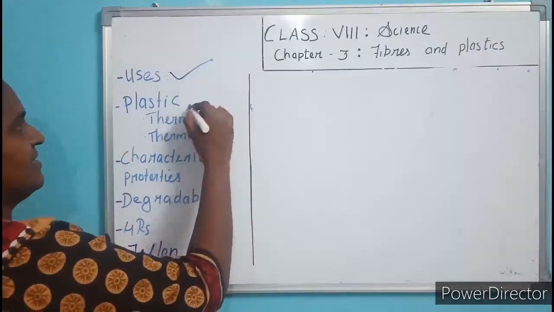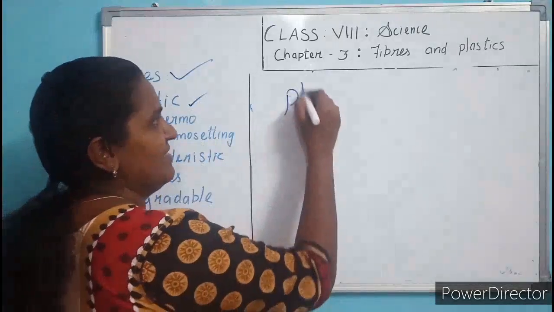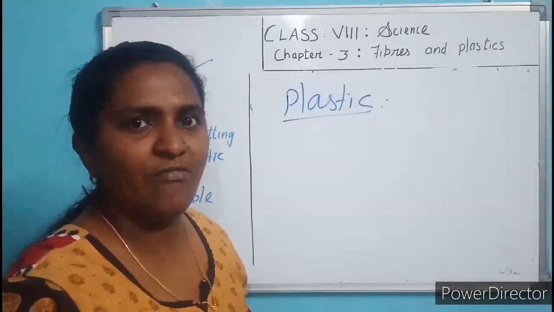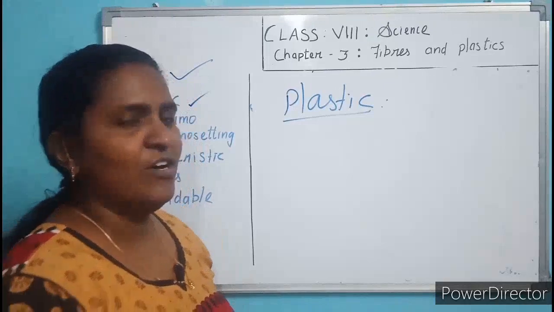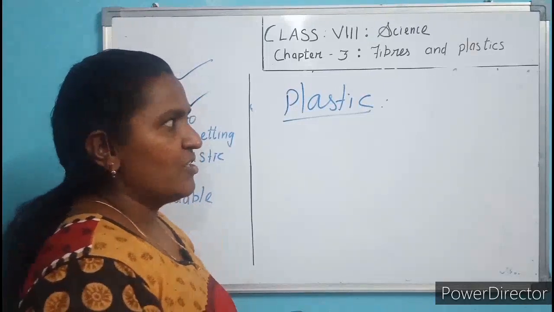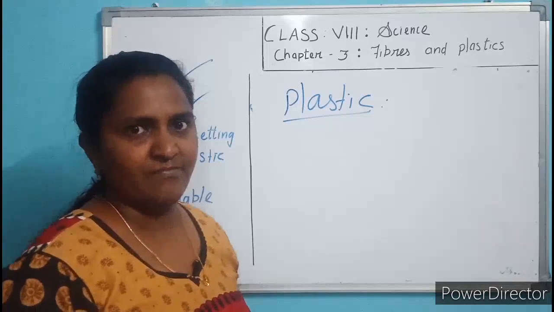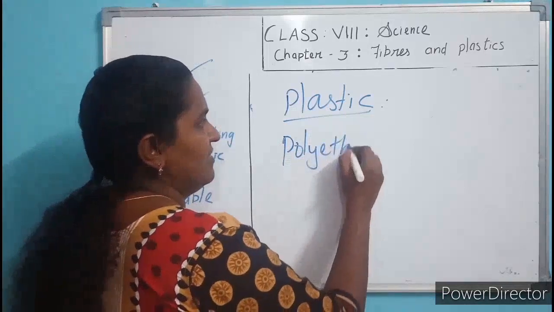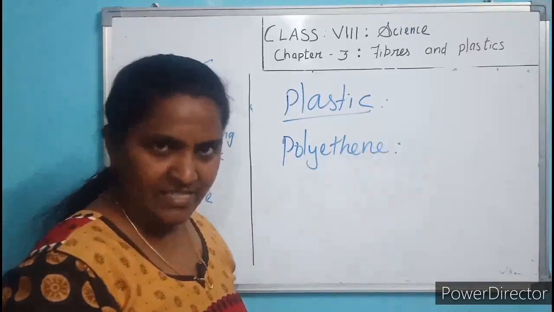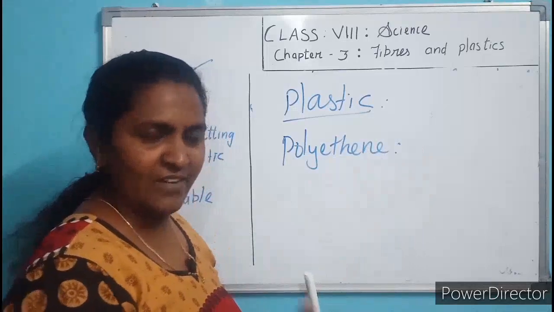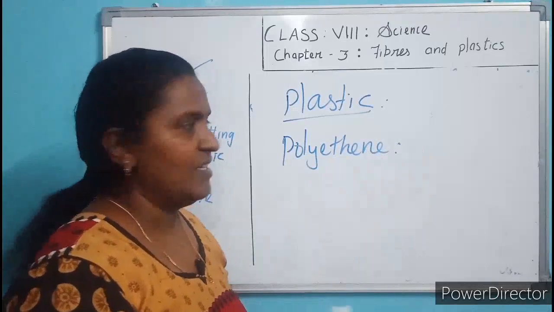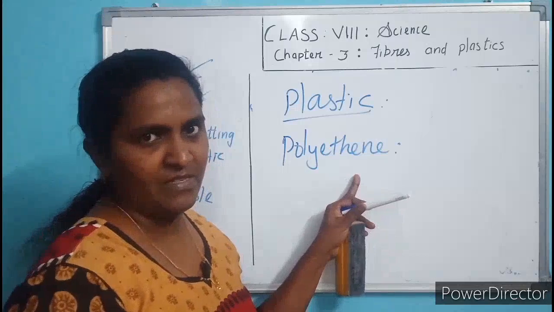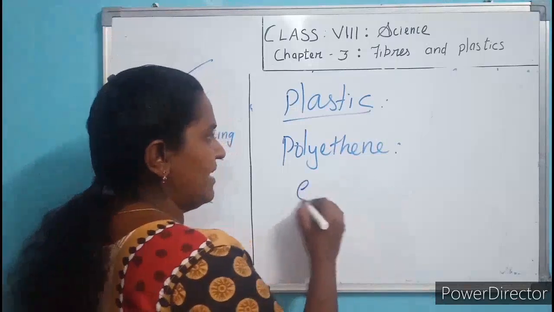The next one is, we are going to study about plastic. I told you plastic is made of polymers. One example, commonly we use polythene, the polythene cover, polyethylene. This polythene is a plastic which we use daily, easily available in the market, the polythene cover. This polythene is a plastic, it is made of polymers. Its monomer is ethene.